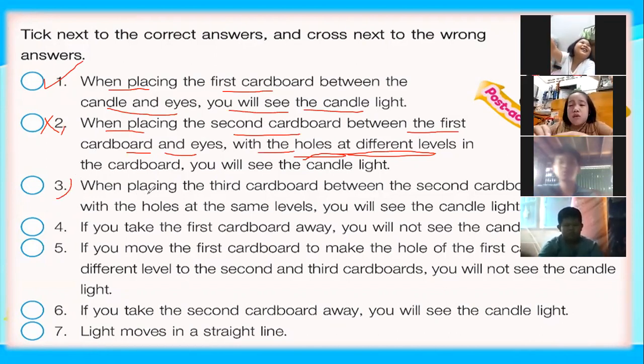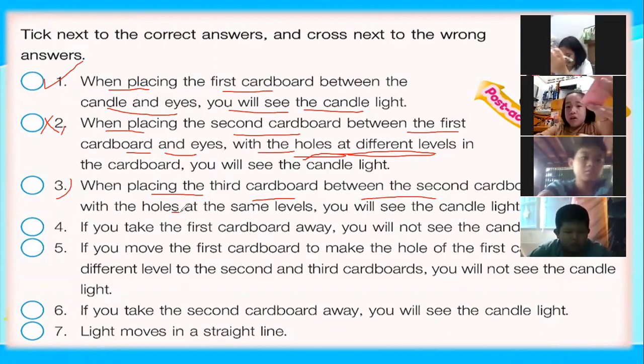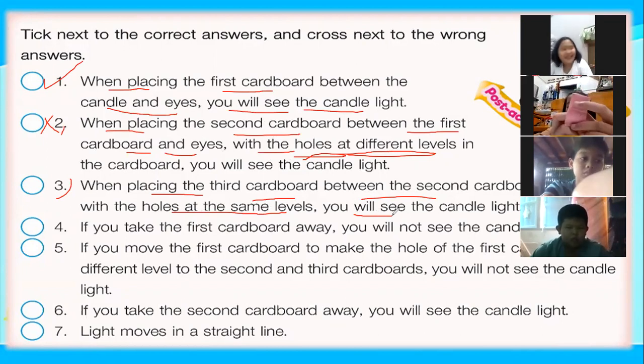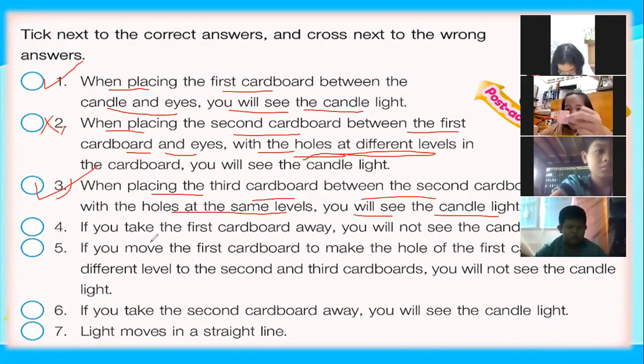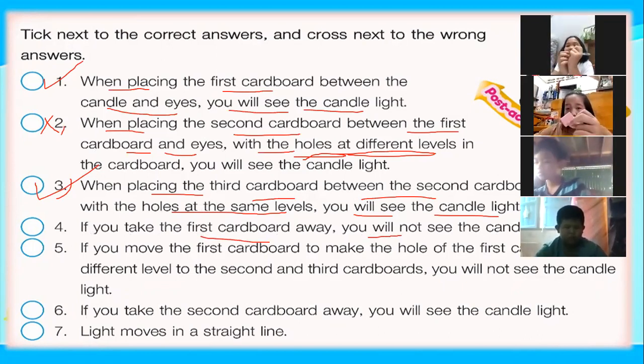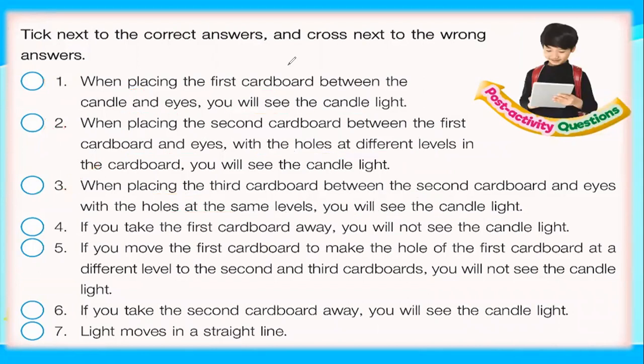Okay. Now, sentence number 3: when placing the third cardboard after the second cardboard with the holes at the same level, you will see the candle light. Is it correct or not? Correct. Exactly, that is correct. Okay, now number 4: if you take the first cardboard away, you will not see the candle light. Is it correct or not? No, because you will see.